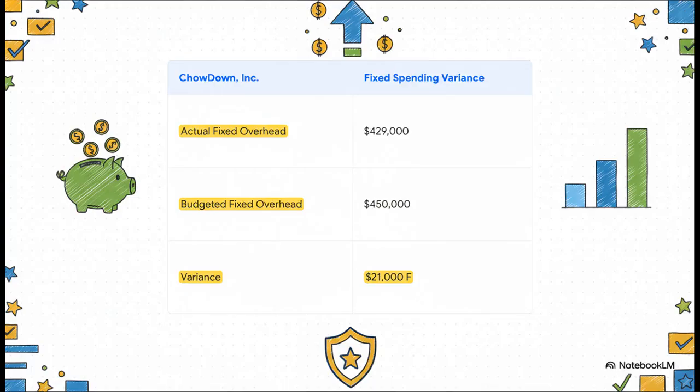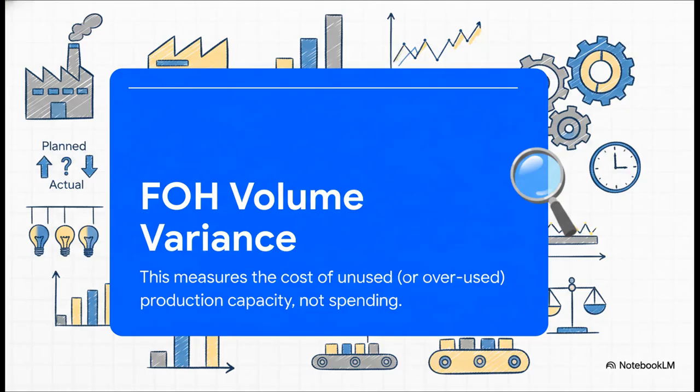And for Chowdown Inc., this is finally some good news. They budgeted $450,000 for their fixed costs, but they only ended up spending $429,000. That created a $21,000 favorable variance. So they did a great job controlling their fixed spending and came in under budget. Nicely done. Now for what is probably the trickiest one of the 4, the production volume variance.